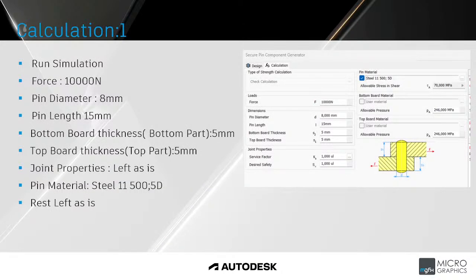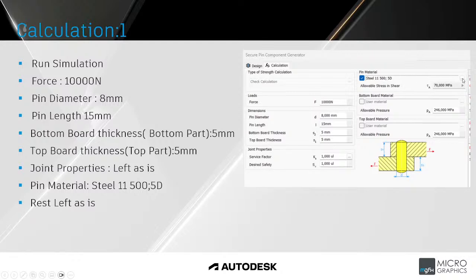So now I'm gonna run a simulation. So on the calculation screen, I have chosen to run the simulation of the calculation on 10,000 newtons. The pin diameter is 8mm and the pin length is 15. When you choose to insert the pin, you'll see the pin length because, like I said, it's all standard based and specification based. So the bottom board thickness and the top board, that's the thickness of your part. So my part is 5mm thick. And the joint properties, I just left it as is.